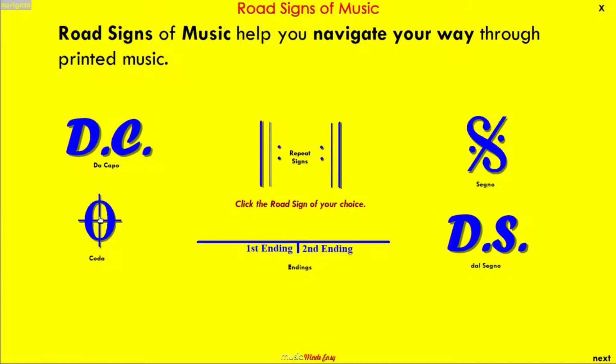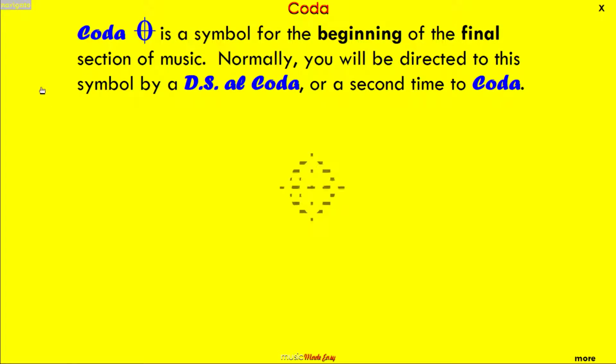Let's look at the coda. The coda is a circle or an O with a crosshair drawn in it. It simply means the tail of the music or the beginning of the final section of music. And we'll look at several signs that are going to direct you to the coda.